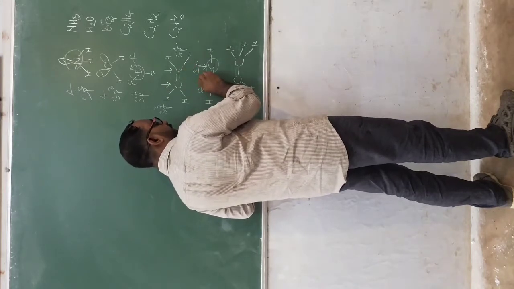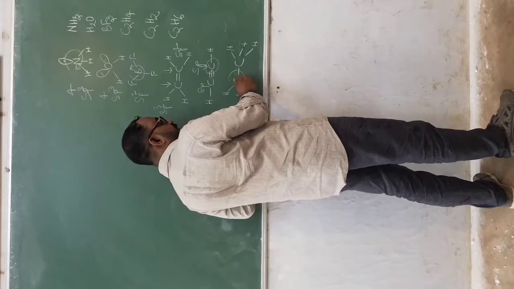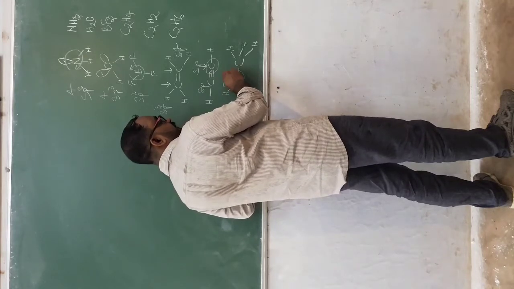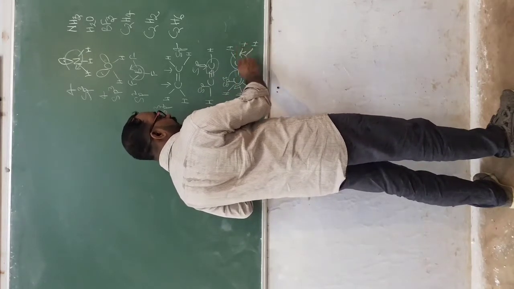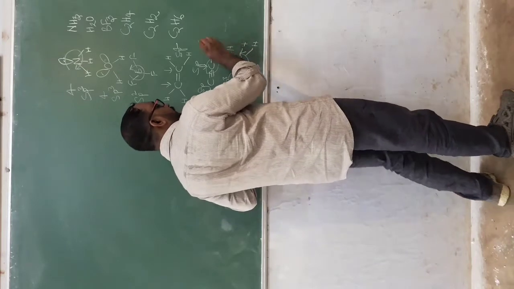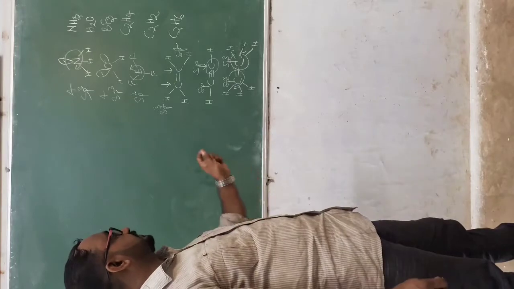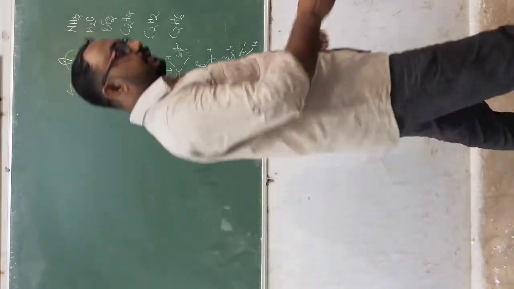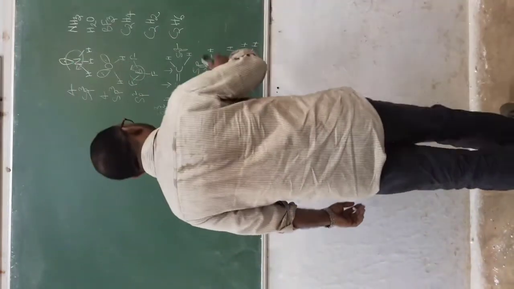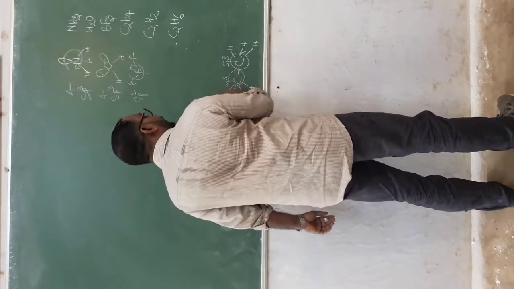Here also sp2. In C2H6, if you take this carbon atom, 4 bond pairs, sp3. This is how we predict. This is a simple way to predict the state of hybridization. Now let us look at how we draw the orbital overlapping diagram.